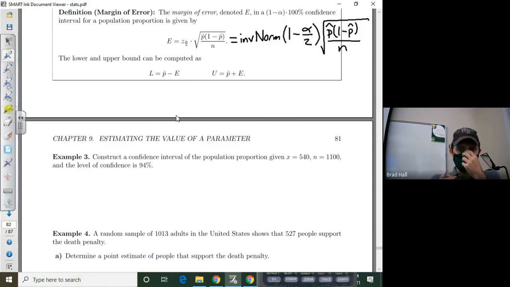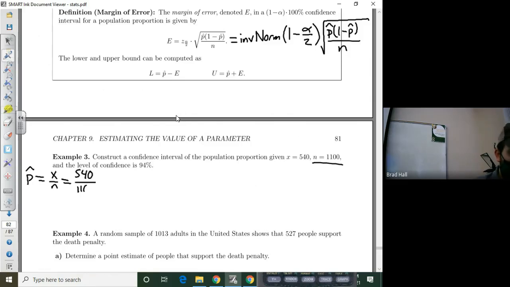Now, we need a few things here. If we look at this formula above, so that formula on the very top of the screen right now, it needs an alpha, a p with a little hat on top, and a lowercase n. Well, we know lowercase n, check. Cool. Let's go a little bit easier. We'll find the easier one, p hat. Well, they give us x and they give us n. They do not give us the lower or upper bound, so we can't find the point estimate that way, but we can find it by looking at 540 divided by 1100.